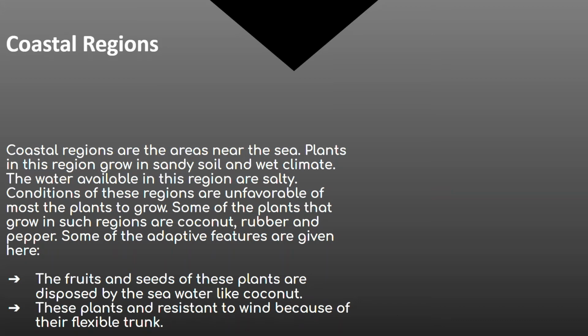Some of the plants that grow in such regions are coconut, rubber and pepper. Some of the adaptive features are given here. The fruits and seeds of these plants are dispersed by seawater, like coconut. These plants are resistant to wind because of the flexible trunk.